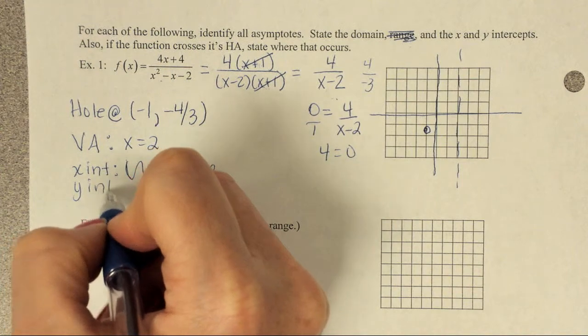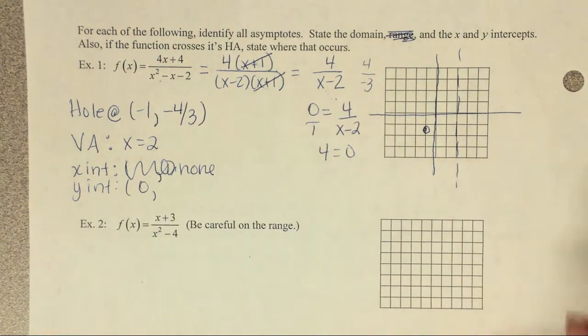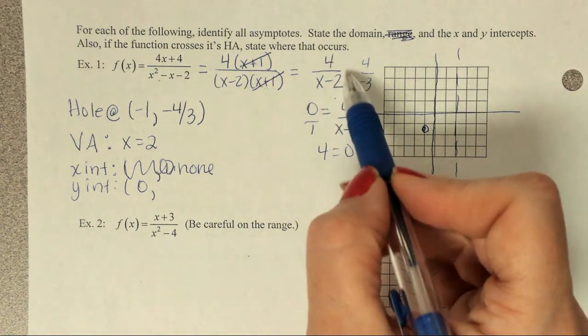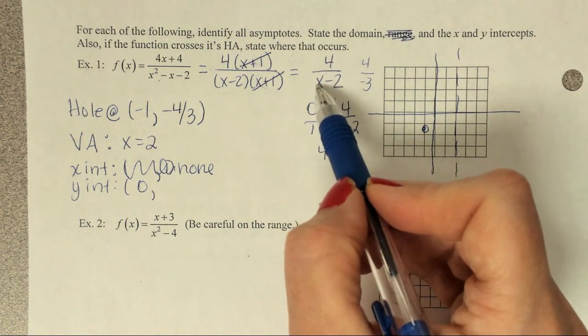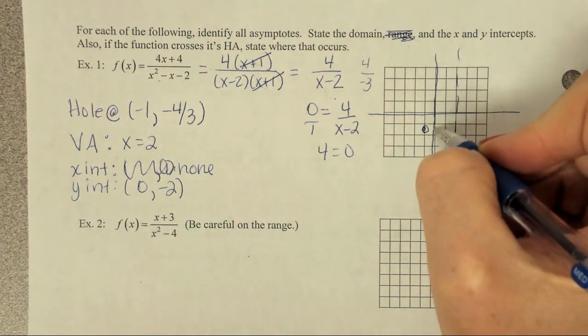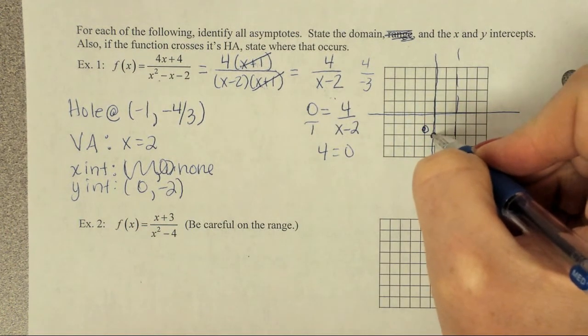For the y-intercept, we plug in 0 for x. If I plug 0 into this function, what do I get? -2. So I know that's going to be a point on my graph.